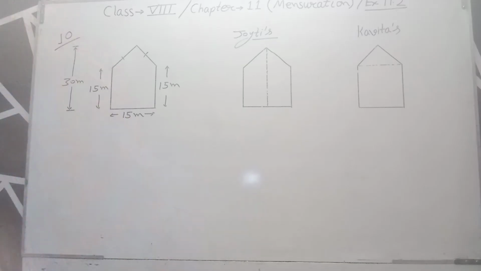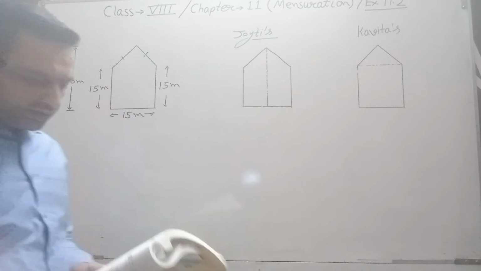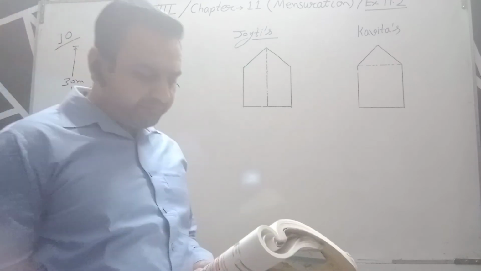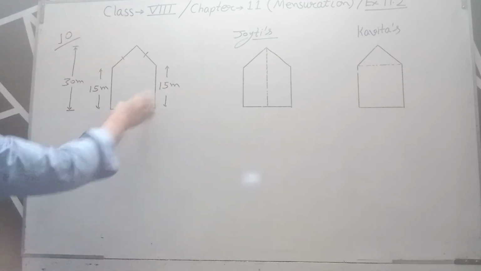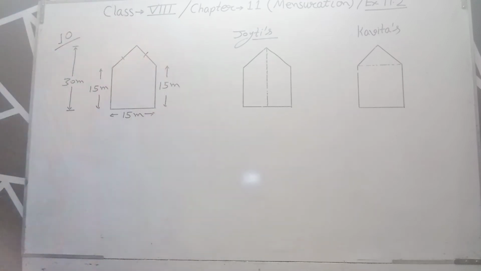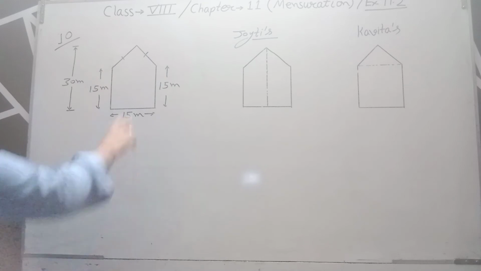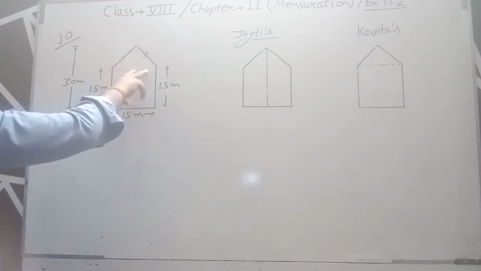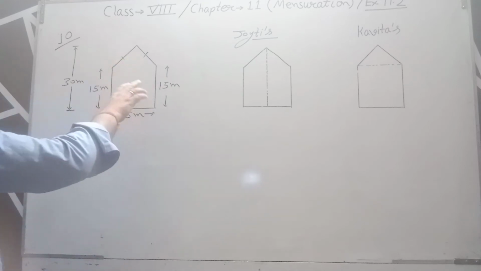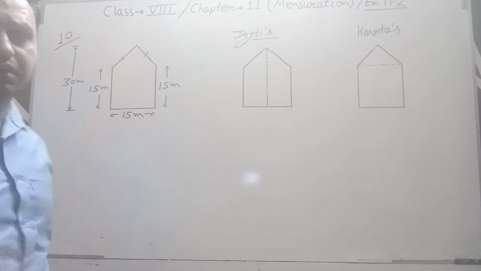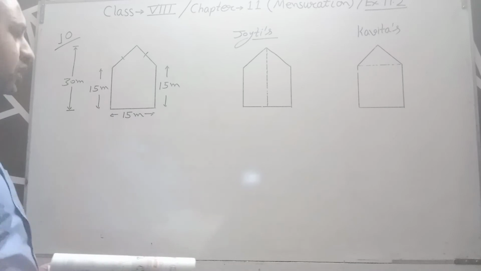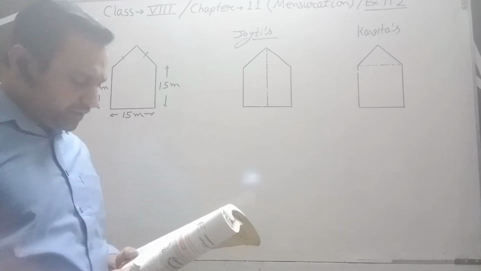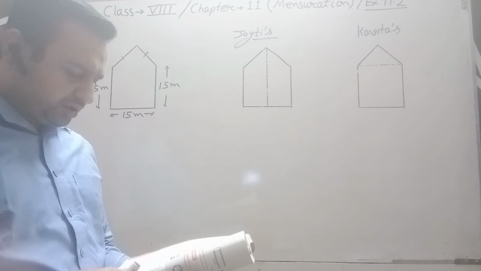Okay students, now we discuss question number 10. In question number 10, there is a pentagonal shaped park as shown in the figure. Pentagon: 1, 2, 3, 4, 5. It contains 5 sides, but its sides are not all equal, so we can't say it is a regular pentagon. It is a simple pentagon, so it is not a regular pentagon.